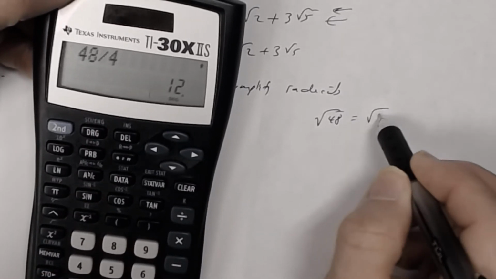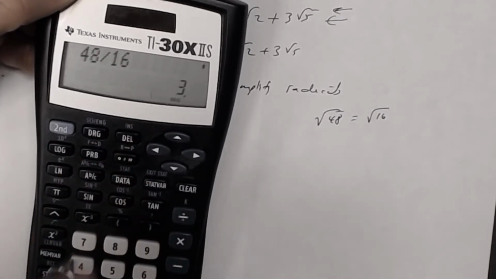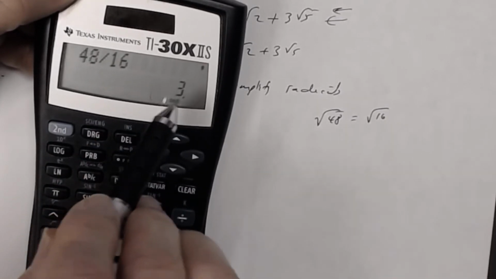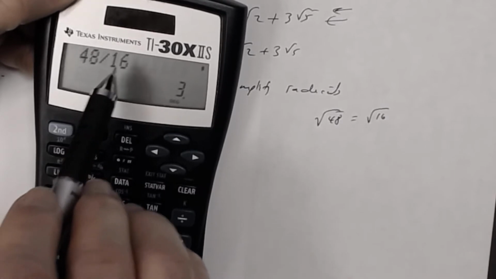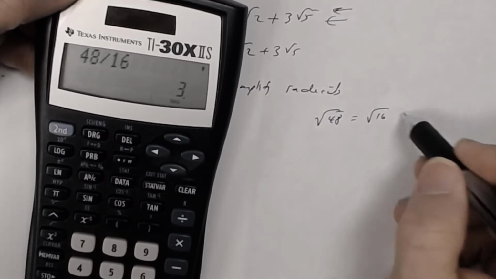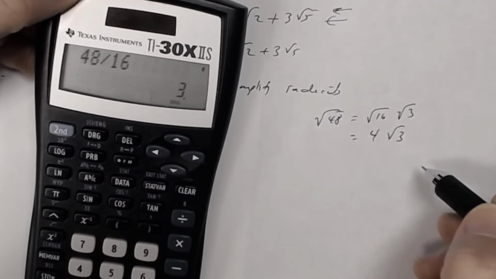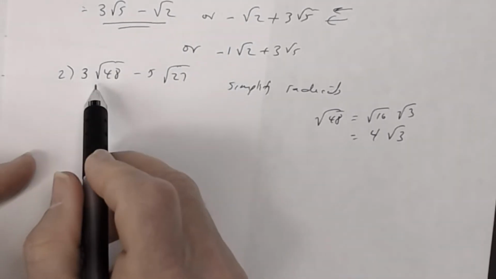So that becomes the square root of 16, and so 48 divided by 16. And notice the only perfect square that goes into 3 is 1. So right away you know it's 16. So that will be the square root of 16 times the square root of 3. And the square root of 16 is 4, so you get 4 square root of 3. All right, so that is just this now, okay?